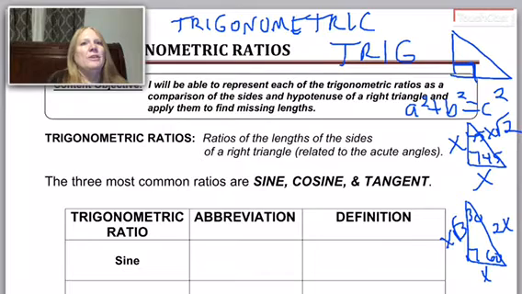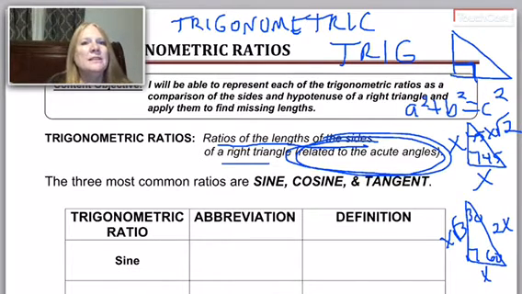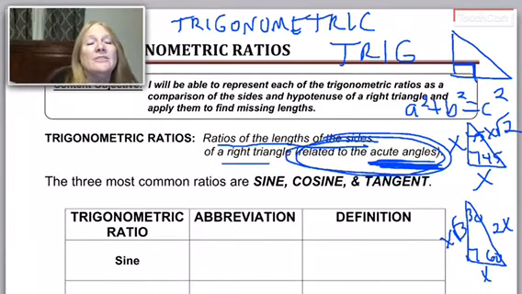Okay? And now here if we read this, it says ratios of the lengths of the sides of a right triangle related to the acute angles. So what that means is that these ratios do not apply to the right angle. And we'll see that in our examples, but the acute angles are the two angles that are not the right angle. If we have one right angle, the other two both have to be less than 90. The other two together have to add up to 90. So by definition, they're less than 90 degrees.